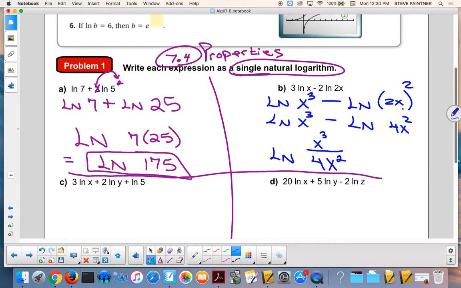Okay. And then you look at what you just wrote, and you say, oh, this could be simplified a little further. This would be the same as the natural log of x over 4. Good? So you use your power property and move the 3 up here, the 2 up here. You squared the 2x, you got 4x squared. The subtraction became division, and once you saw what you were dividing, you reduced it to x over 4. Try the next one. Go.